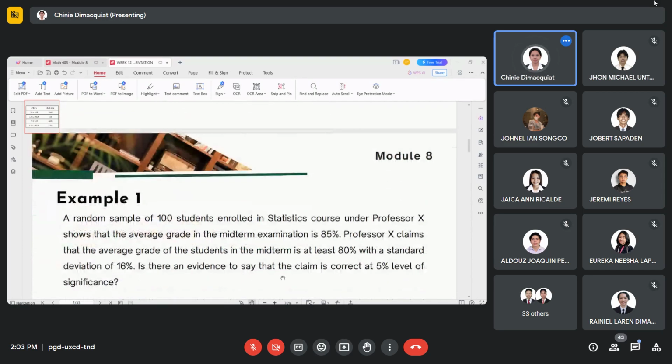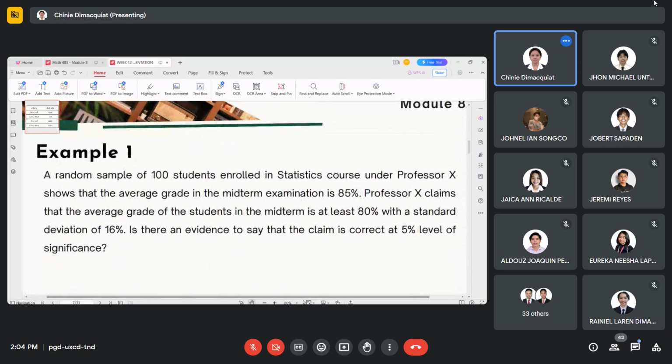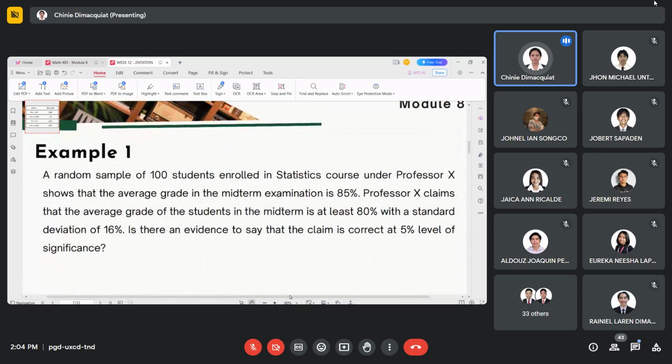So, example 1. A random sample of 100 students enrolled in a statistics course under Professor X shows that the average grade in the midterm examination is 85%. Professor X claims that the average grade of the students in the midterm is at least 80% with a standard deviation of 16%. Is there evidence to say that the claim is correct at 5% level of significance? So the first step is to state the null and alternative hypothesis.